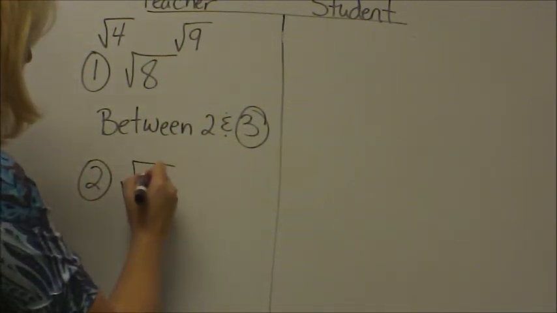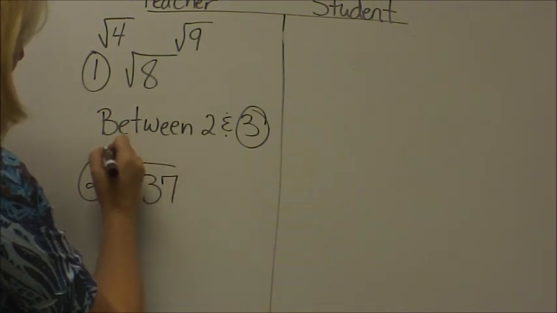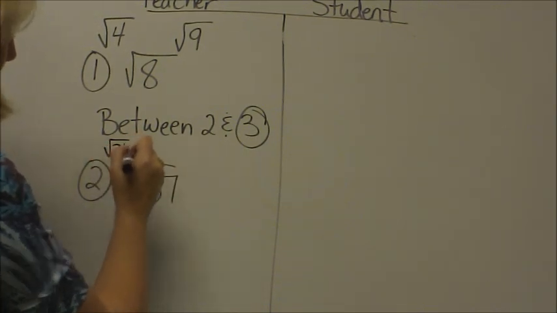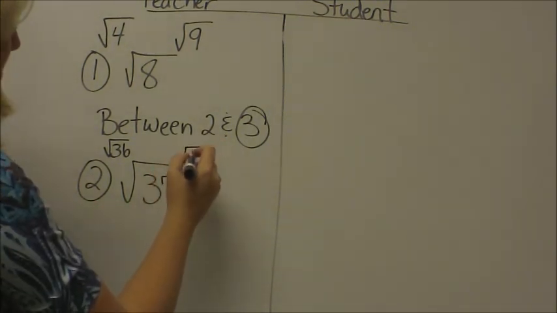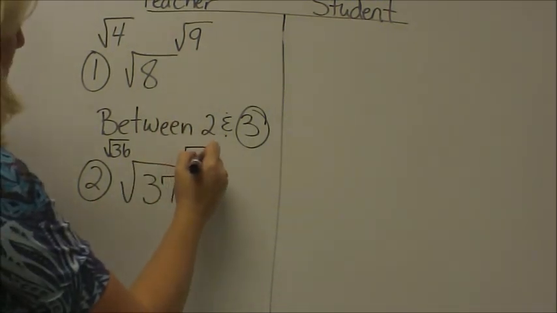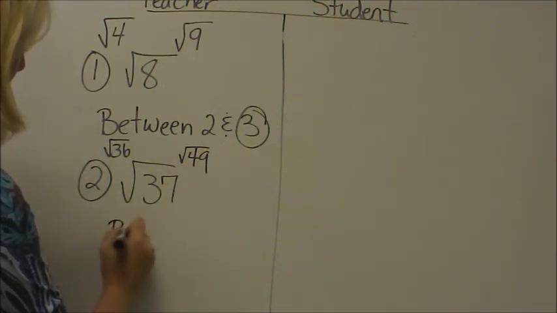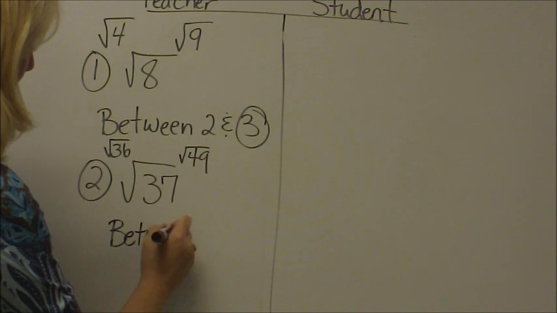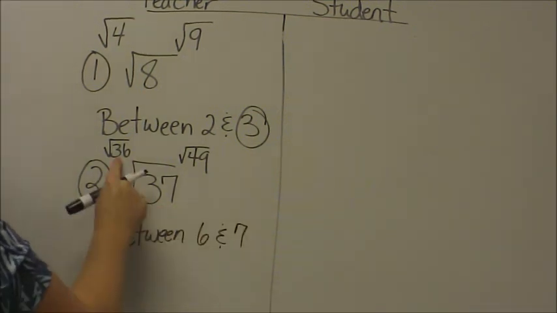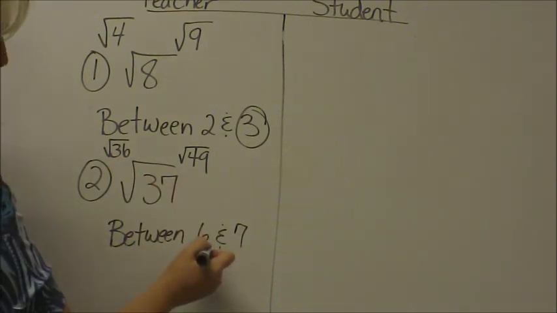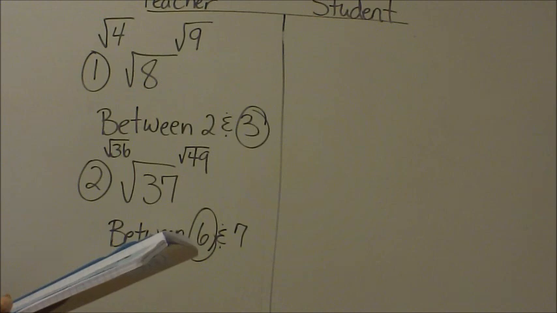Square root of 37. Well, just below it, I've got square root of 36. That's 6 times 6. And to the other side, I've got 7 times 7, which is 49. So the square root of 37 is somewhere between 6 and 7. But because 37 is closer to 36, my estimate is going to be 6. All right?